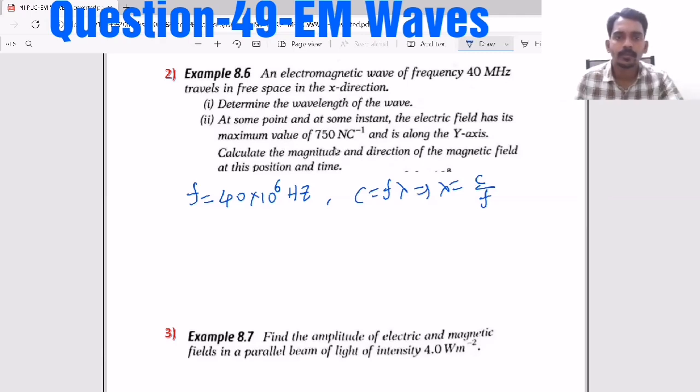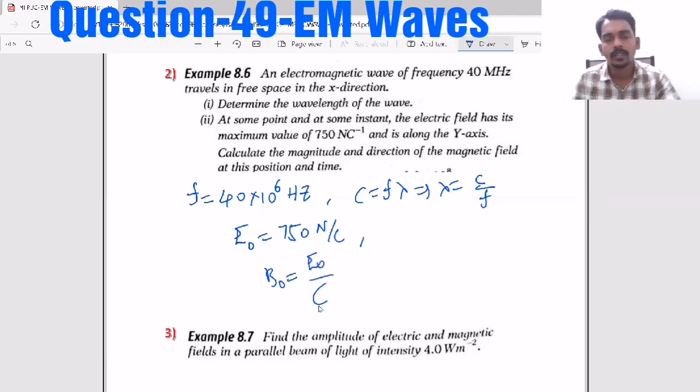At some instant, the electric field has its maximum value. That means E naught, the amplitude of the electric field, is given in Newton per Coulomb and is along the y-axis. Calculate the magnitude and direction of the magnetic field at this position. Now B naught equals E naught by C. Then you will get the magnitude of the magnetic field amplitude. As the wave is along the x direction and the electric field is along the y-axis, this must be along the z-axis, because all three must be perpendicular to each other.